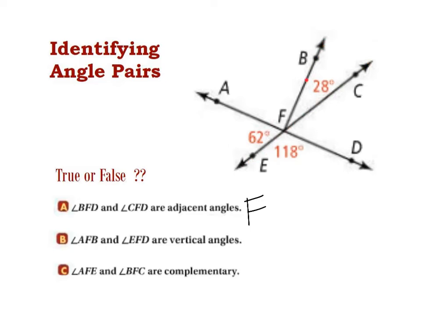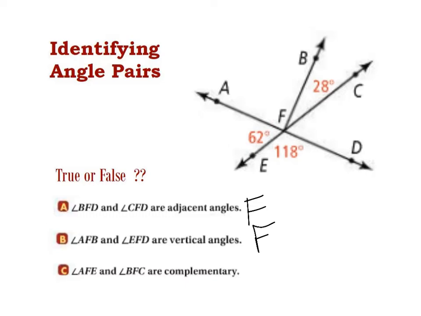But this BF is not really a line, it's only a ray. It does not continue on. So to use this first angle they said, AFB, that's not going to work because this is not part of an intersecting line. I'm going to go false again.